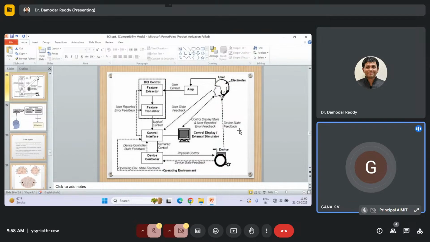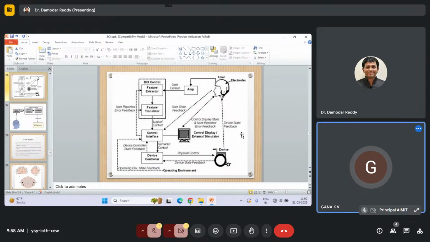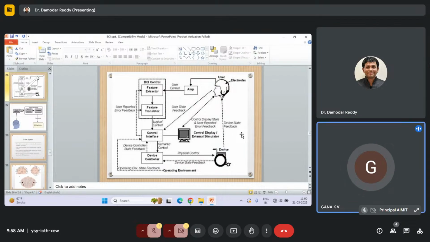The feature extraction methods are using wavelet transforms, which is a method for extraction. Repeat. The feature extraction methods. How do you take the features? So, after collecting the data, how do you take the features?